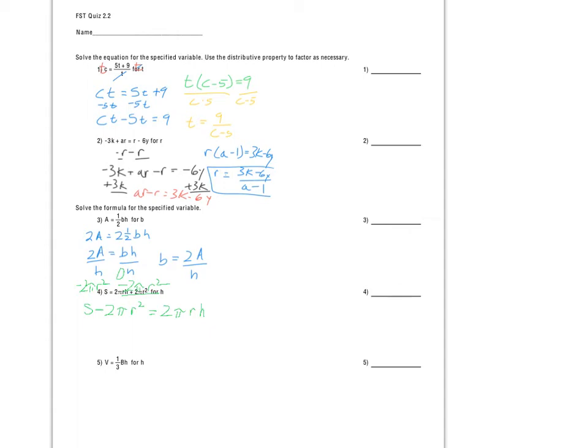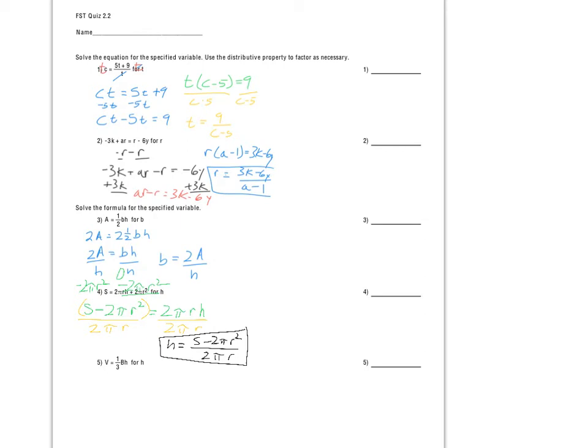The h is being multiplied by 2 pi r, so the easiest thing to do is to divide both sides of the equation by 2 pi r. Make sure that it's clear that this entire s minus 2 pi r squared is being divided by 2 pi r. And then that is what h equals: s minus 2 pi r squared over 2 pi r. There are some simplifications you could do there, but it's not really necessary, so I would just recommend leaving it like that so that you don't make a mistake doing those simplifications.